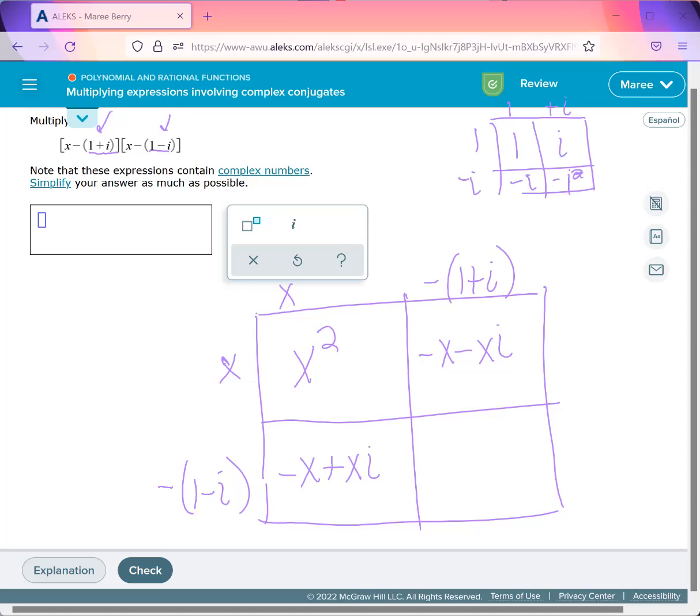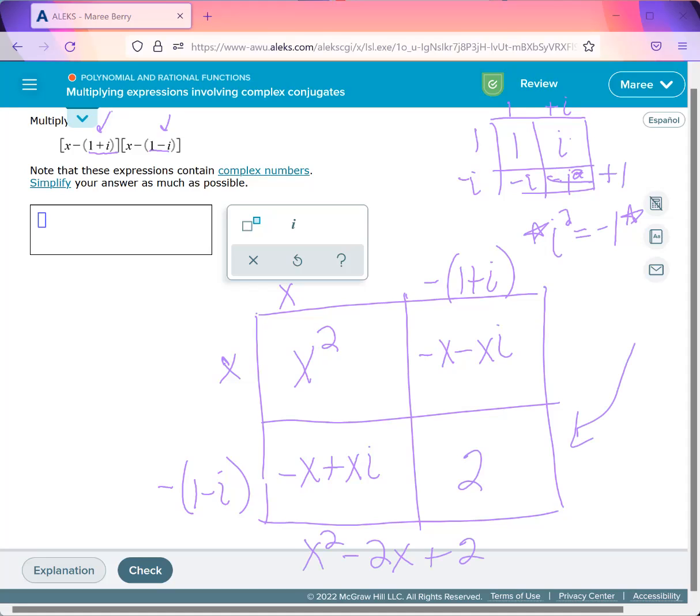So here's the key. You've got to remember that i squared equals negative 1. So if I have a negative i squared, that's a plus 1. So I have 1 plus 1, which is 2. Negative i plus i is 0. So 2 goes down in this box right here. Now we combine like terms. We have x squared. Negative x plus negative x is minus 2x. The xi minus xi goes to 0, and we're left with plus 2.